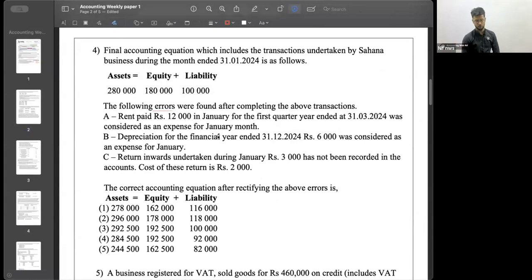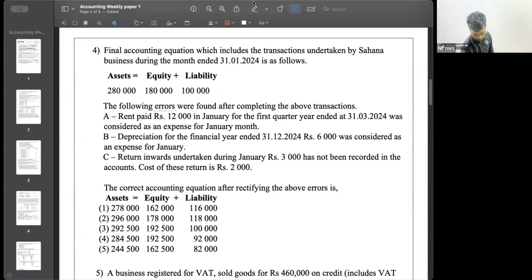Okay, so first one, rent paid 12,000 in January for the first quarter year ended 31st March 2024 was considered as an expense for January month. That's one error. B, depreciation for the financial year ended 31st December 2024, 6,000 was considered as an expense for January. C, return inward undertaken during January 3,000 has not been recorded in the accounts. Cost of this return is 2,000.